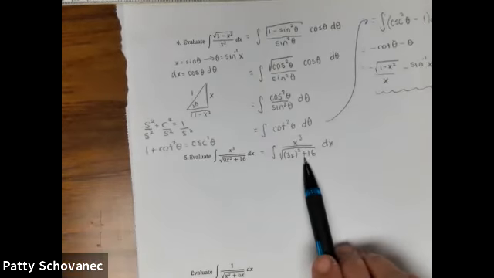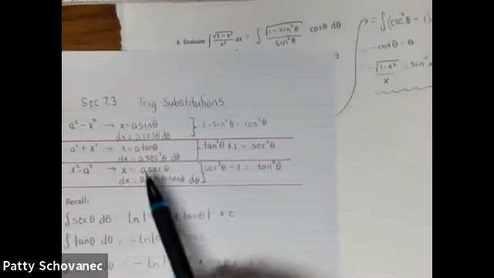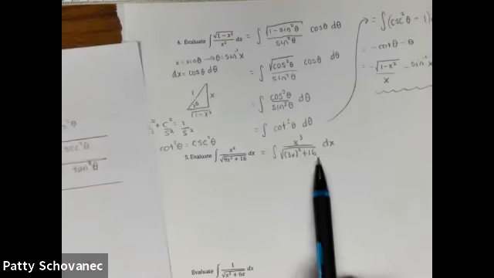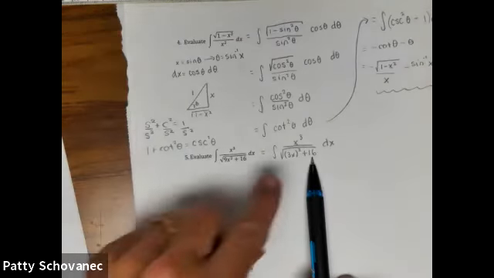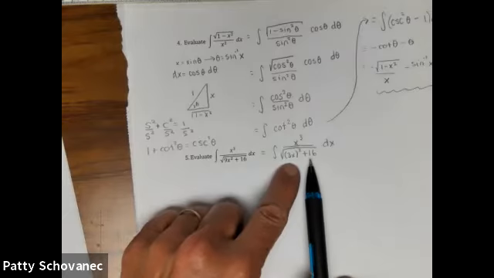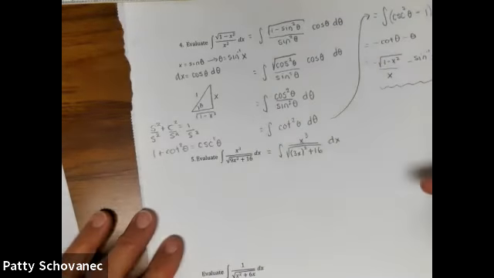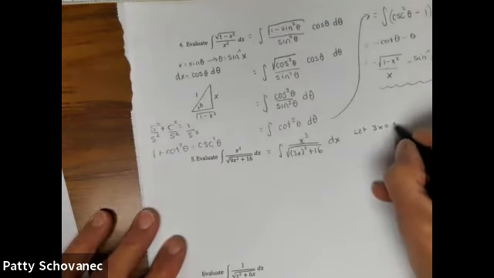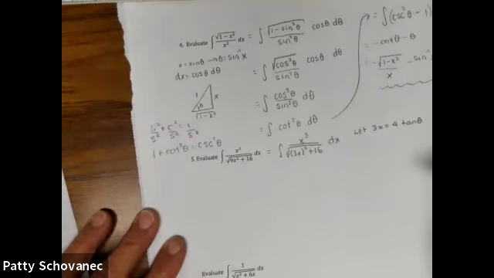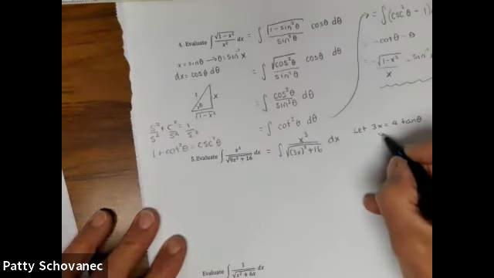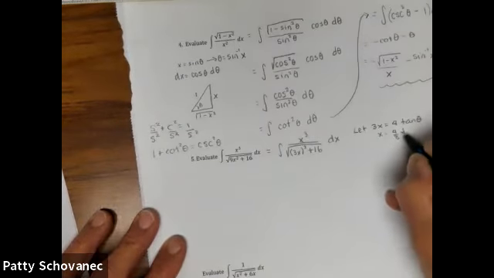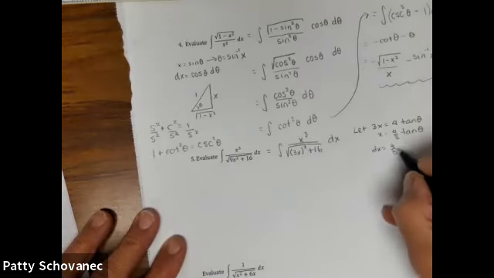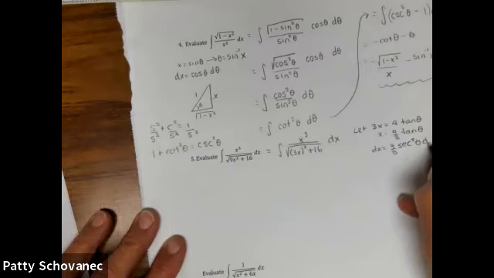I've got a plus sign under the square root. So with the plus sign, I'm going to make a tangent substitution. The a is the term out here. So in our problem, a is 4. So I'm going to say let 3x equal 4 times the tangent of theta. Let me do it over here this time. So x is 4/3 tangent theta, and dx is 4/3 times secant squared theta d theta.